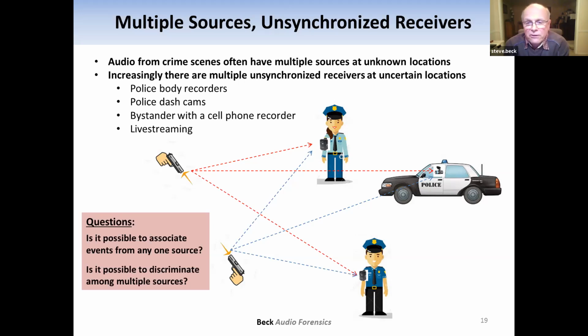multiple microphones. They may be police body cams, dash cams on the cars, bystanders with cell phones, and lately I've been getting live streaming. And you don't know exactly where any of these microphones are, and they are certainly not time synchronized in any way. So what can you do? Is it possible to associate multiple events from any one source? And can you discriminate among multiple sources?